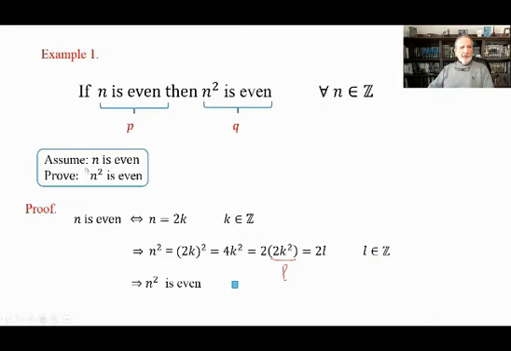Now here we go, we assume n is even, we need to prove n squared is even. So what do we have? We have n is even, this means n is of the form 2k, where k is an integer. So now n squared, I take 2k, square it, I get 4k squared, which is equal to 2 times 2k squared, and then if I call this L, I get 2L, which is an even number.